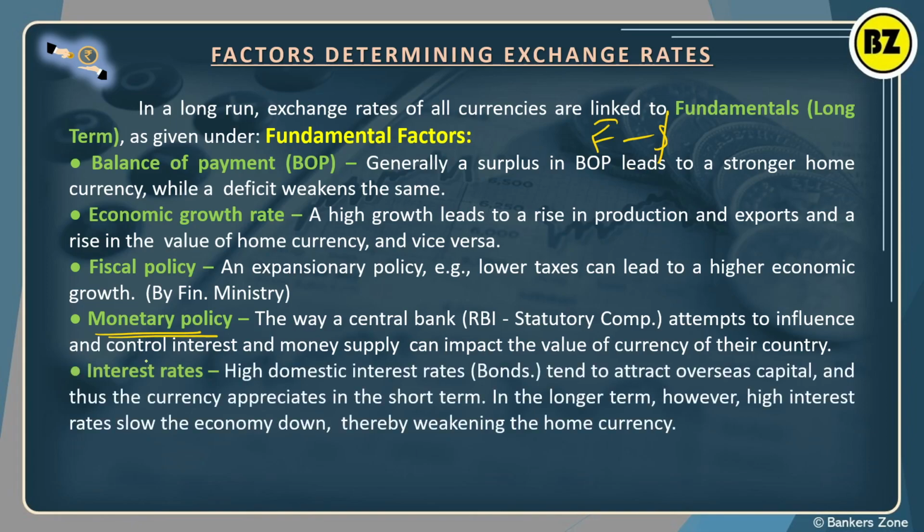Okay, next is interest rate. How does interest rate affect? Simply see, a high domestic interest rate, for example on bonds, tends to attract overseas capital, and thus the currency appreciates on a short-term basis. Now for the long term, however, higher interest rates slow down the economy.